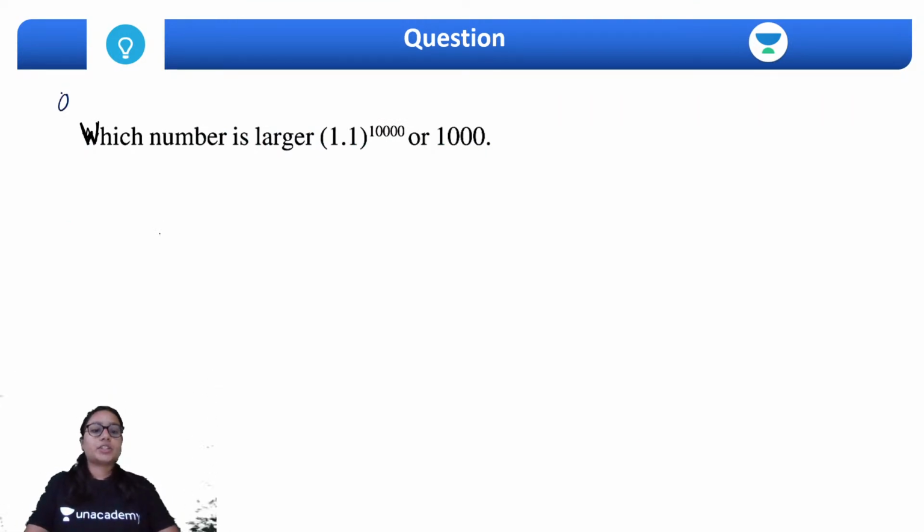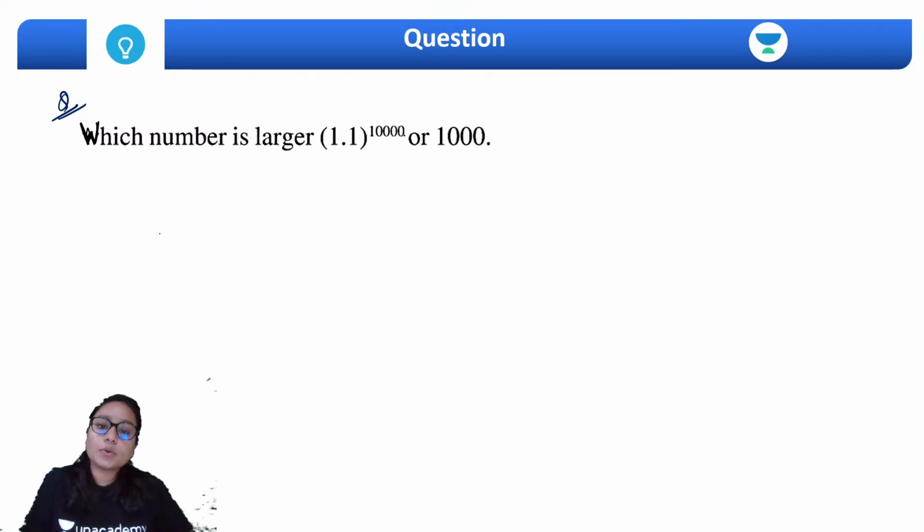Now, next question of a different type. Which number is larger? 1.1 raised to the power 10,000 or 1,000? What do you think? Yes, okay, Vishnu. Please answer this question. Think about it. 1.1 raised to the power 10,000 or 1,000.